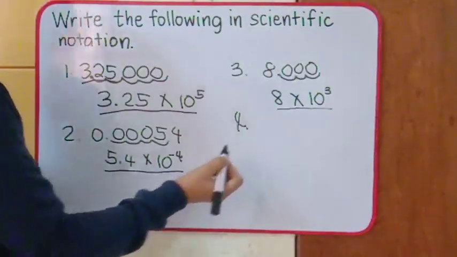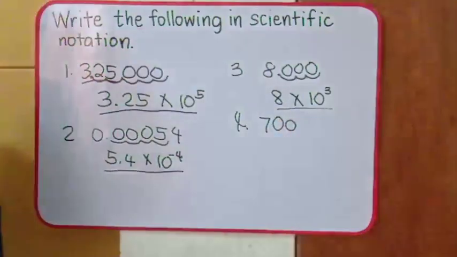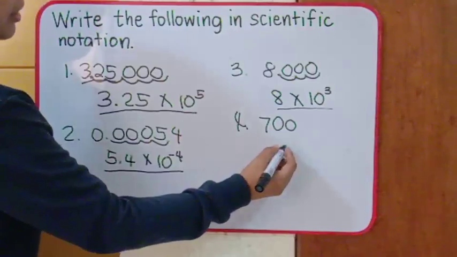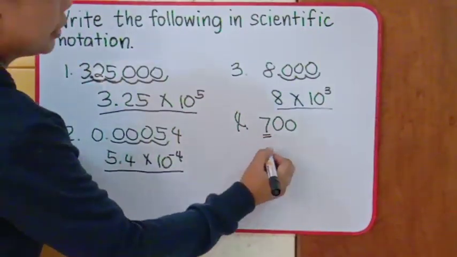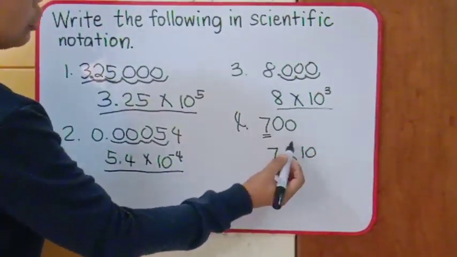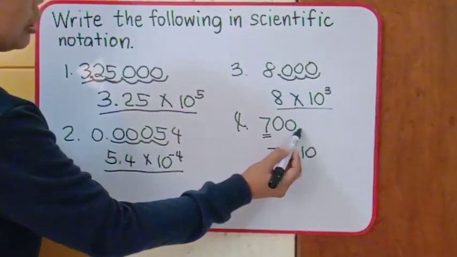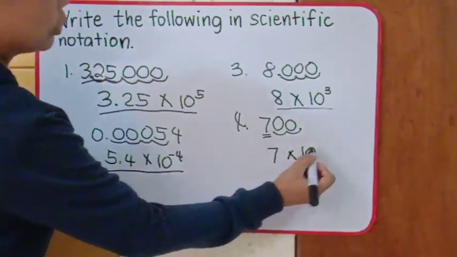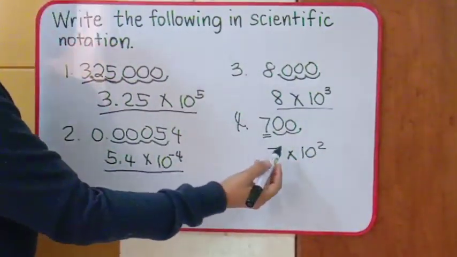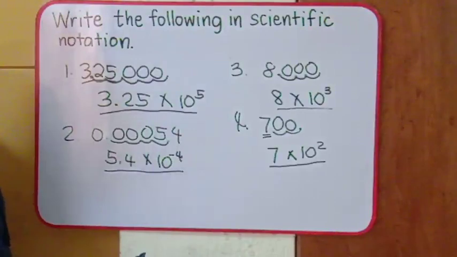Now let us have example number 4. So example number 4, we are given 700 as our number. So how are we going to change it in scientific notation? So the value of A must be greater than or equal to 1 but less than 10. So we can use 7. So 7 times 10 raised to n. So our n will be the number of places as we move the decimal point. So this will be the location. We have here 1, 2. So it must be positive 2 because we changed a whole number to scientific notation. So the answer will be 7 times 10 raised to 2.